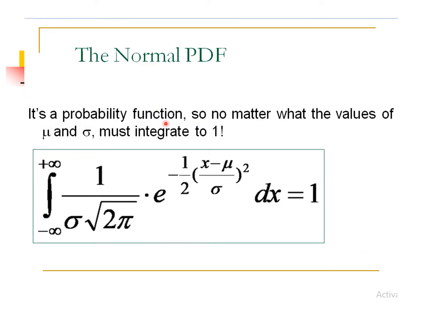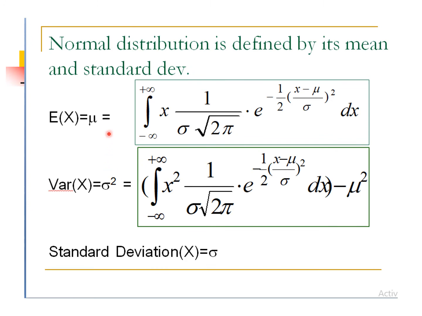Now this is a probability function. So no matter what the values of mu and standard deviation, mu and sigma, it should integrate to 1. To get the mean, we have to integrate the function and multiply that with the variable x. So you get the mean, and for getting the variance, you have x squared multiplied by the function minus mu square.